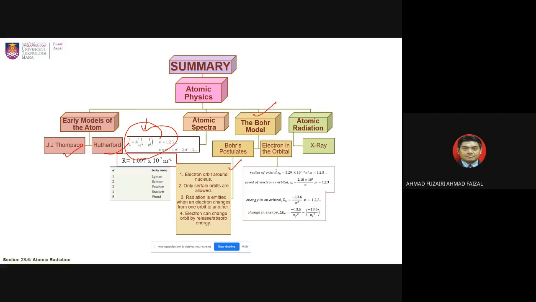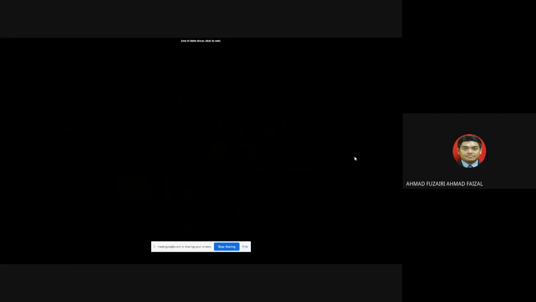The Bohr model has four postulates, and you can find R, V, and maybe E inside the Bohr model. And of course, the application in atomic radiation is X-ray.